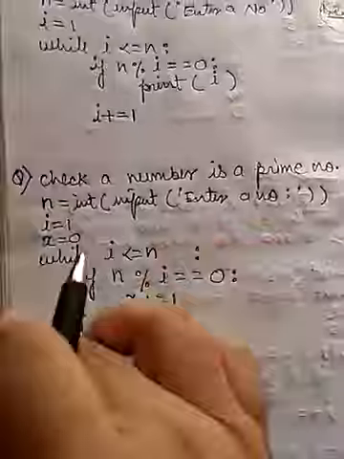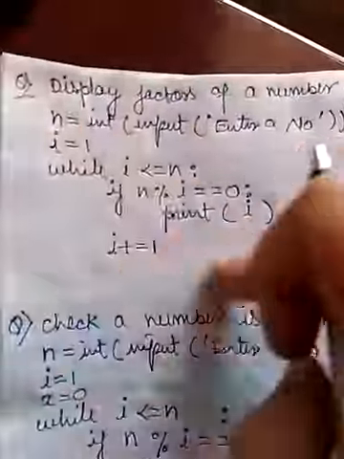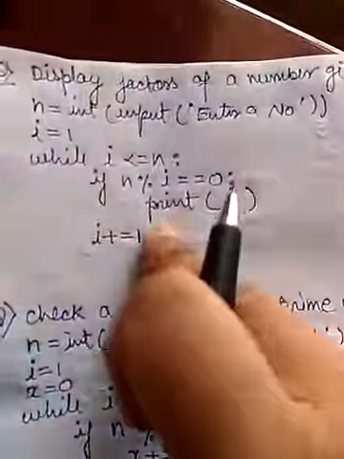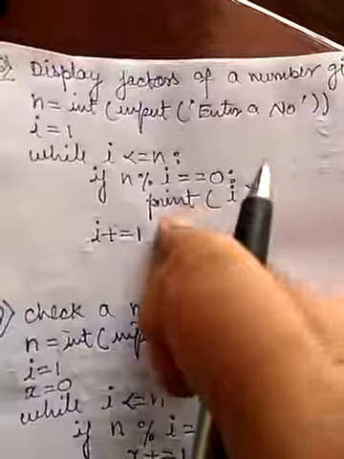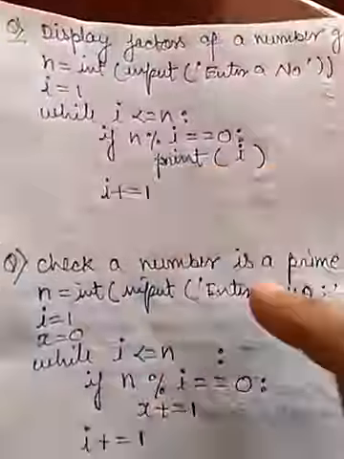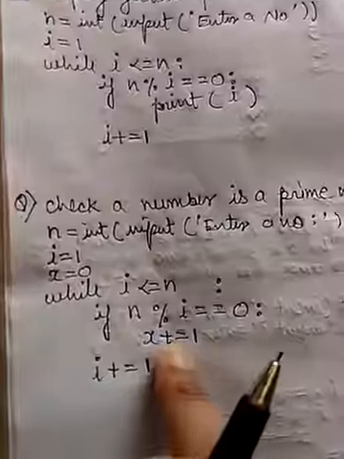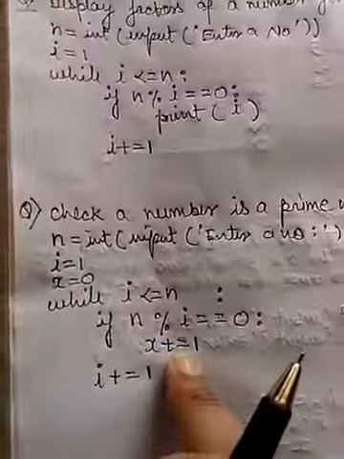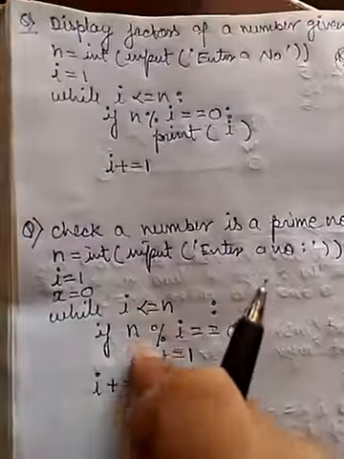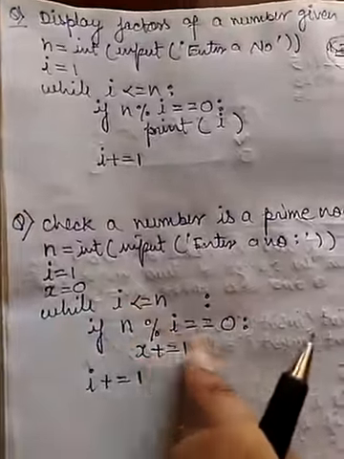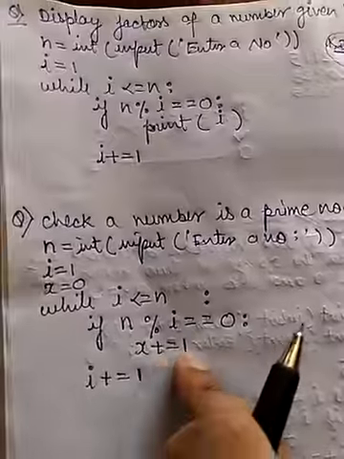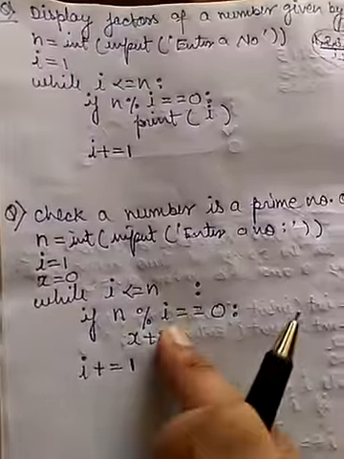So look at this here very carefully. In the previous question we were displaying the factors, that's why we wrote print I. And in this question we are counting the factors, that's why we have put the counter over here. All the concepts are the same. To count, we have used the counter variable, in which the value will be incremented.